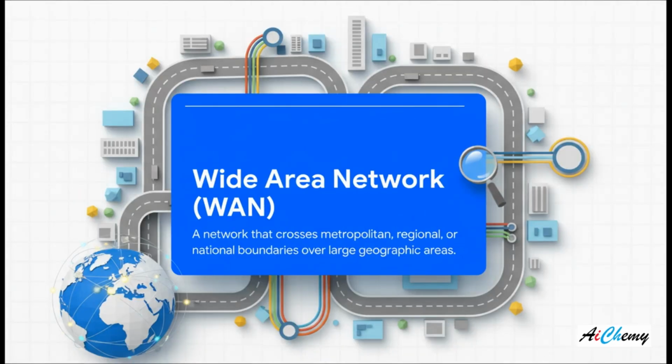And zooming out to the max, we have the Wide Area Network, or WAN. This is the big one. This is the Internet's superhighway system. A WAN is what connects networks across huge geographic areas. We're talking across states, across countries, and even between continents. And the biggest WAN of them all? Well, that's the Internet itself.